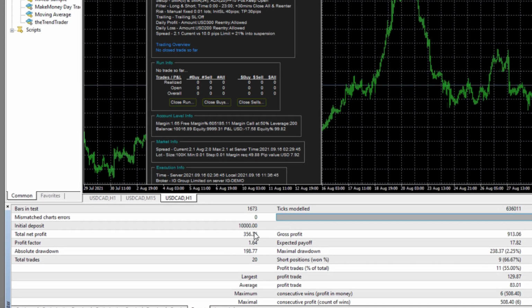It is nicely positive. So that random method of finding settings has actually worked. And let's have a look. The drawdown is low. The absolute drawdown is low. So I am pretty happy about the results that we have come up with. These are really good results. So those results can be used for forward testing.